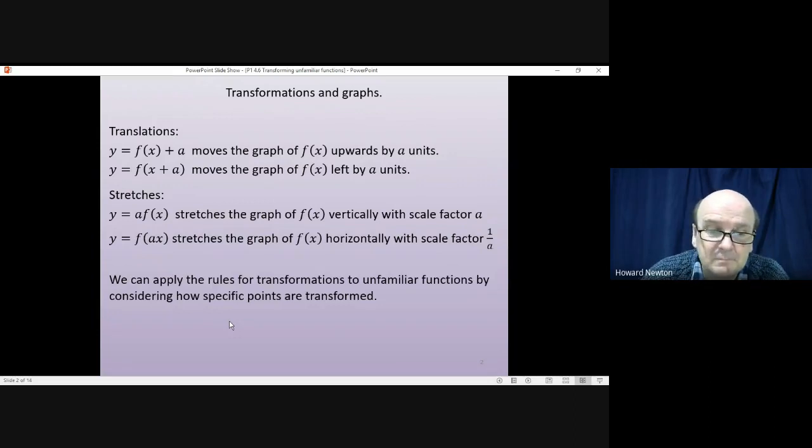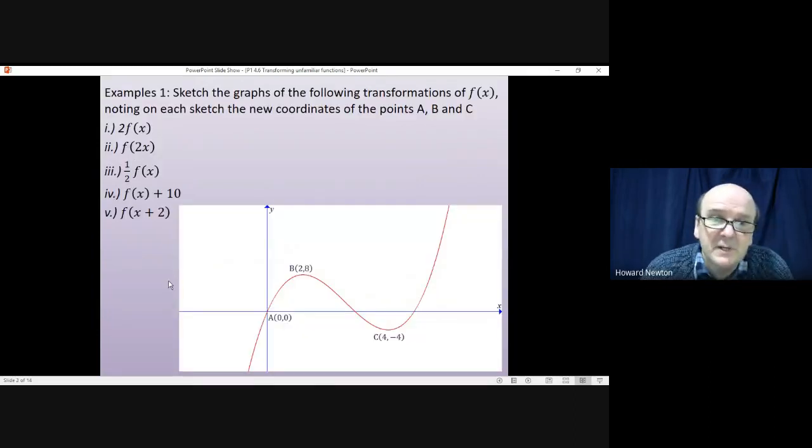Now we can apply these rules for transformations to unfamiliar functions by considering how specific points on the graph are transformed. Let's have a go at doing this. There's only one example in this lesson with 5 parts to it, and we're asked to sketch the graphs of the following transformations of f of x. This red graph is the graph of f of x. Note on each sketch the new coordinates of the points A, B, and C.